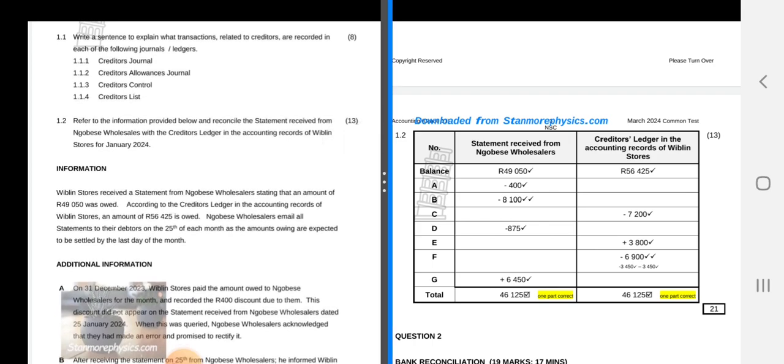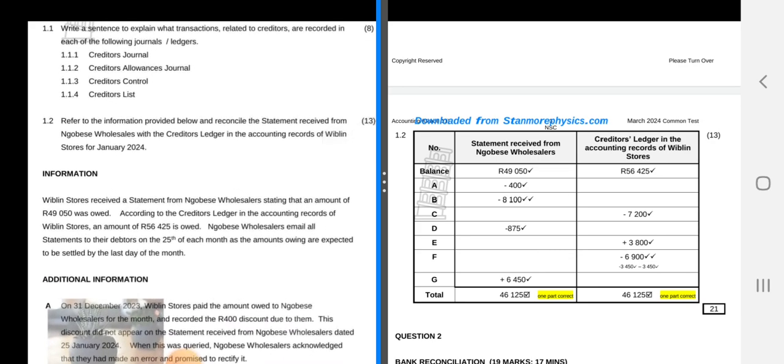All right, so here it states that Webin Stores. One thing that we should discuss is that we have a statement received from Ngobeze Wholesalers and the creditors ledger in the accounting records of Webin Stores. Okay, so we are doing the books for Webin. So Ngobeze is a creditor of ours as Webin. Okay, we buy stock on credit from Ngobeze Wholesalers. So Ngobeze Wholesalers sends us a statement of account showing how much we owe them. So we need to reconcile their statement with the ledger account that we have done in the business.